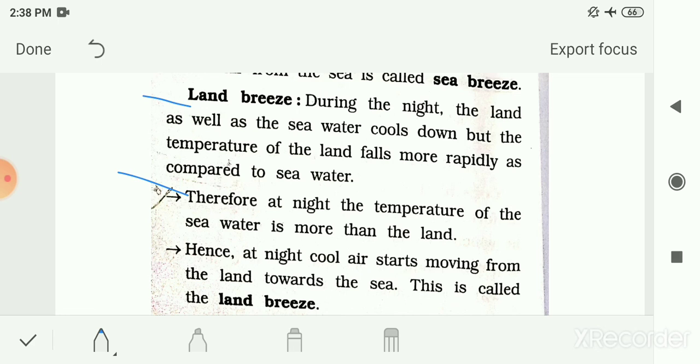So here our chapter gets over, Chapter 4, that is heat. This last question is to answer the following questions in detail. In that, 3 questions are there: working diagram and construction of clinical thermometer; second question is laboratory thermometer; and the last one is sea breeze and land breeze. So you have to write these answers in your notebook. And here our Chapter 4 gets over.